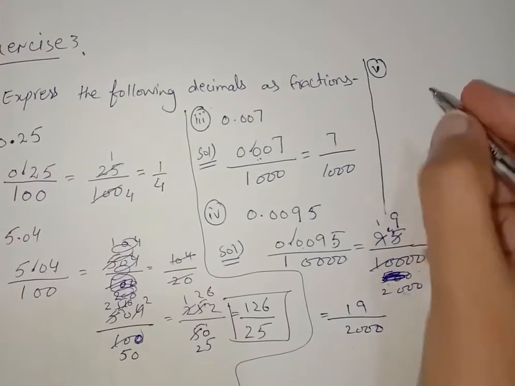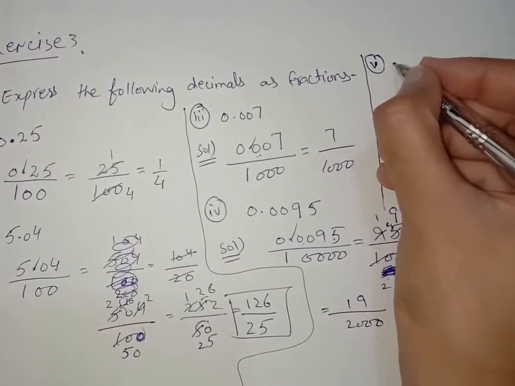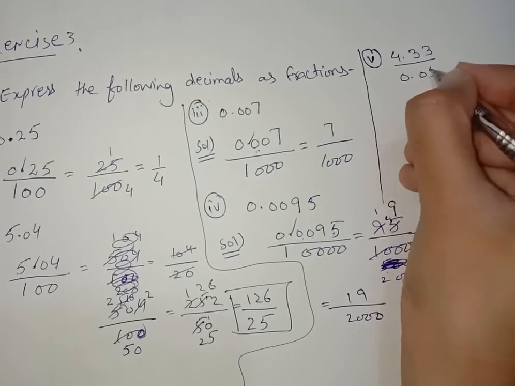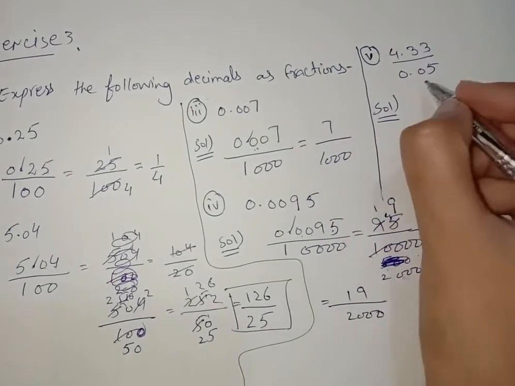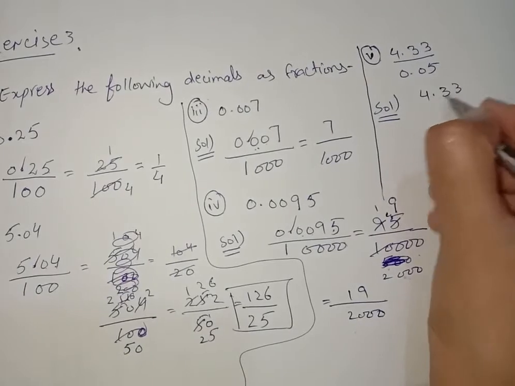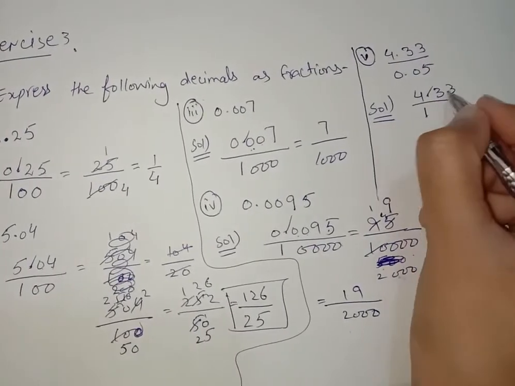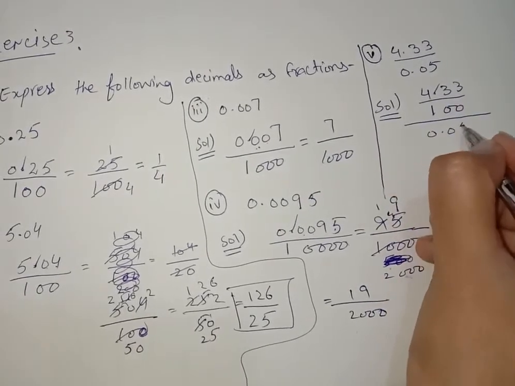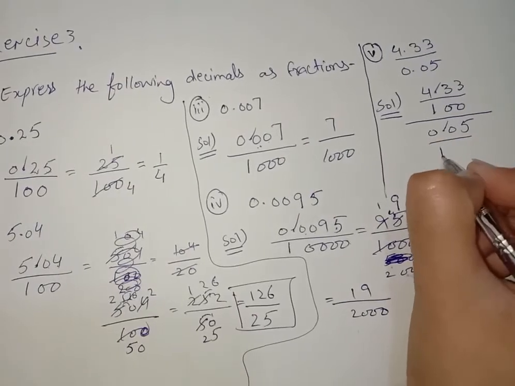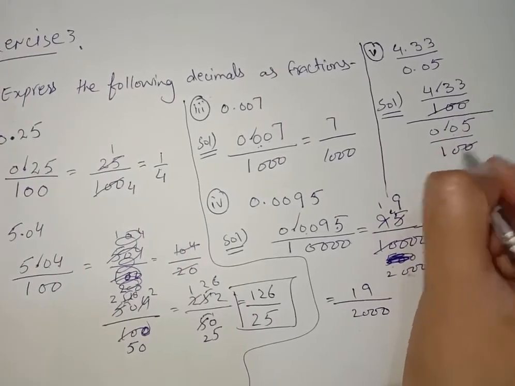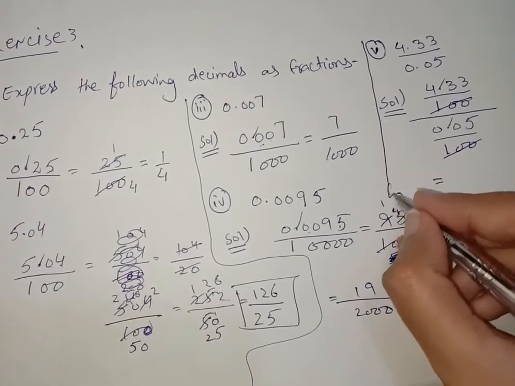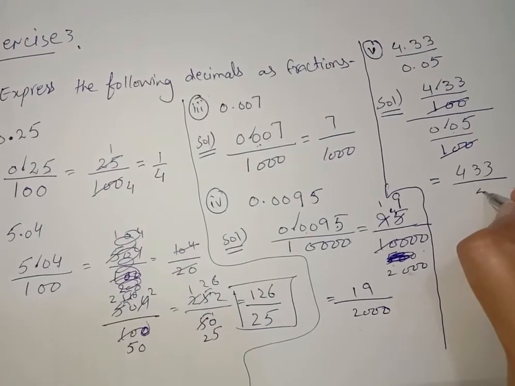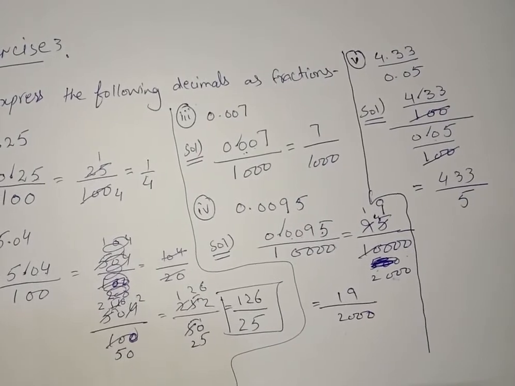Now move towards its part number 5, which is 4.33 divided by 0.05. 4.33, point removes, 1 comes in the denominator. Next there are 2 digits, so we place 2 zeros. 0.05, point removes, so 1 comes, next 2 digits, 2 zeros. 100 cuts with 100. 433 by 5 is our answer.